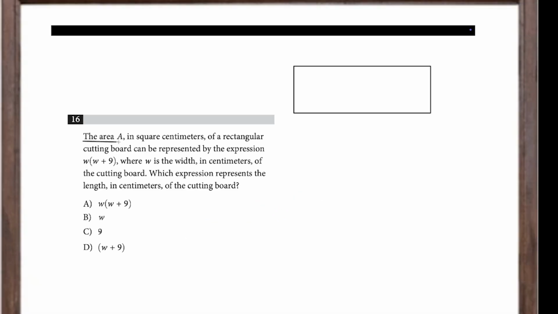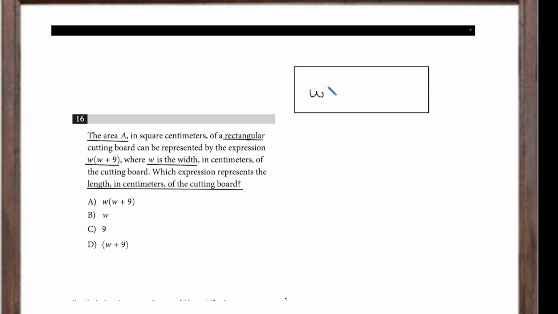Here we have a rectangle problem. It says the area A in square centimeters of a rectangular cutting board can be represented by the expression W times W plus 9, where W is the width in centimeters of the cutting board. Which expression represents the length in centimeters of the cutting board? So here we have a rectangle on our right. It's already been drawn, and I'm going to label it with our area.